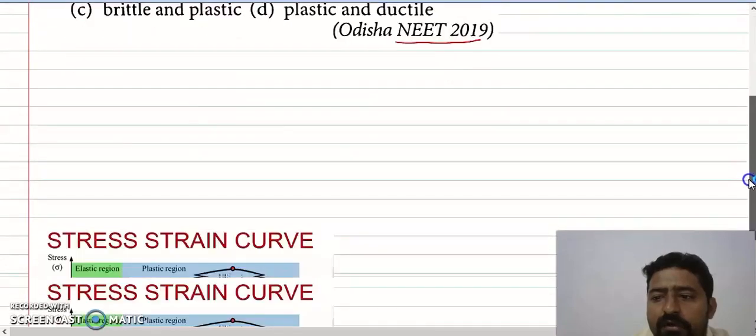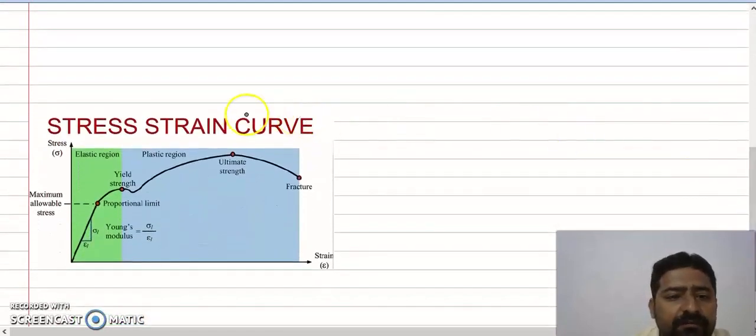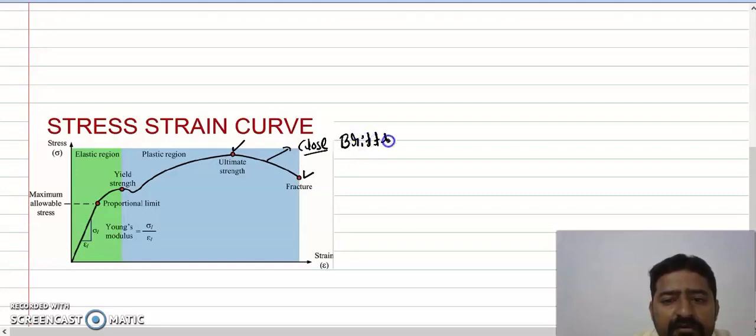Let's see the graph. This is the stress and strain curve graph. This is called the ultimate strength. This is called the fracture. If the fracture point and the ultimate strength are close, those materials are called brittle materials.